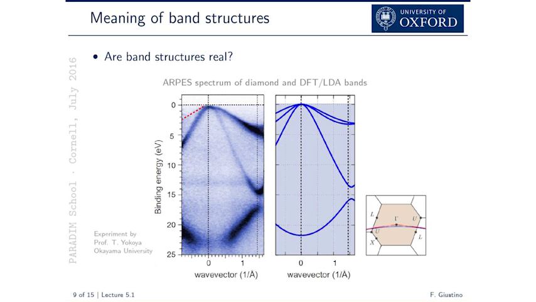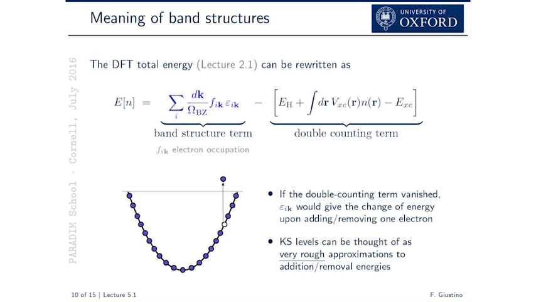So the question is, how is it possible that just eigenvalues can correspond to differences in total energy? To understand that, what is useful to do is the following. Take the expression for the DFT total energy that I showed you on the second day, in lecture 2.1. You remember we had the total energy equal to the integral of the density with the external potential of the nuclei, the Hartree energy, the exchange and correlation energy, and the kinetic energy. So there was an expression for the DFT energy.